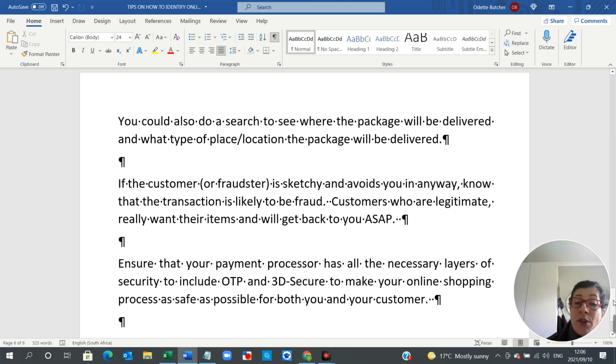Ensure that your payment processor has all the necessary layers of security to include the one-time PIN and 3D Secure. This makes your online shopping process as safe as possible for both you and your customer. You can also use the comprehensive safety of your payment processor as a USP or a unique selling point when you are communicating with your customers on social media, etc.